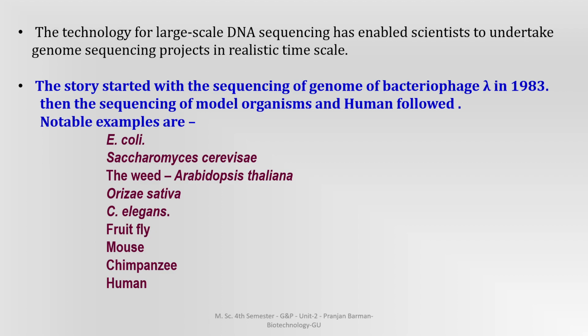If you take it as a genome sequencing project, the first was Bacteriophage lambda, done in 1983, and next the sequencing of other organisms started with E. coli, Saccharomyces cerevisiae, Arabidopsis thaliana, which is the model organism for plants, which is actually a weed. It's very prominent in tropical and subtropical countries. Oryza sativa, Caenorhabditis elegans, fruit fly, mouse, chimpanzee, human, all followed.